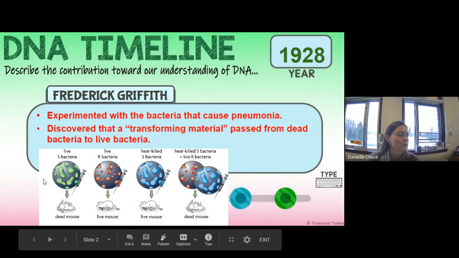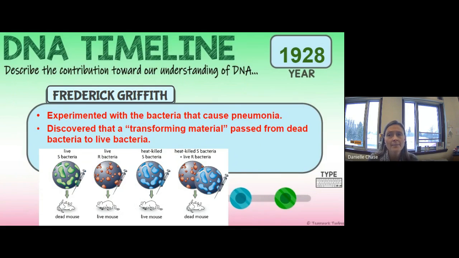Then he took the really bad bacteria and he heat killed them. That means he heated it up until the bacteria were dead. They were no longer functioning. And then he injected them into mice, and the mice were fine, which is what he expected. But then he took the heat-killed deadly bacteria and mixed it with the harmless bacteria and injected that into the mice, and he found the mice died when they were injected with that.